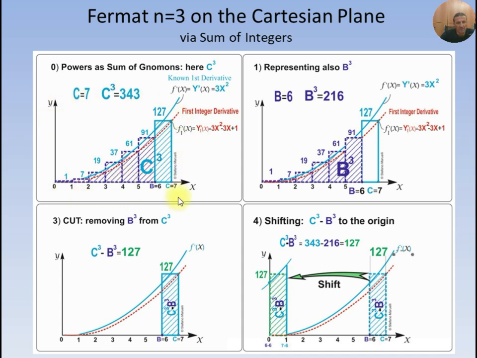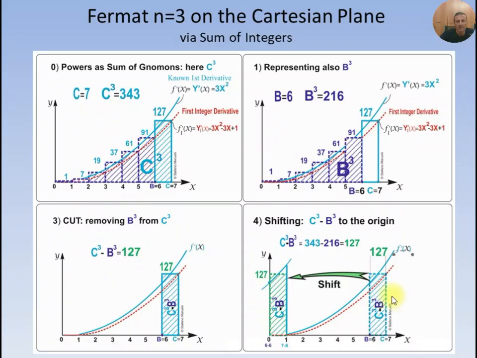So this is c cubed, this is b cubed, so immediately we can cut b cubed from c cubed, having this one, of course, in the example a equal to 5, b equal to 6 and c equal to 7. And what we can do with the known rules is the shift, so we can put this column close to the 0. But these are all the things we can do with the known rules.